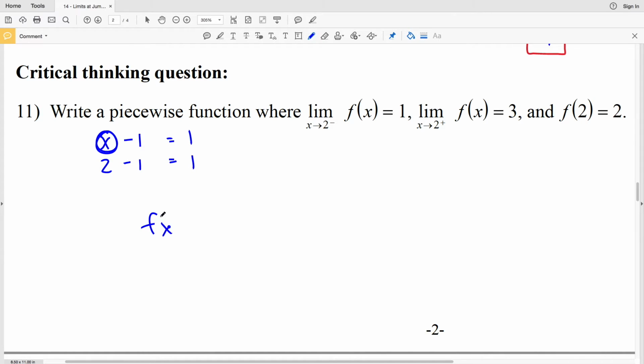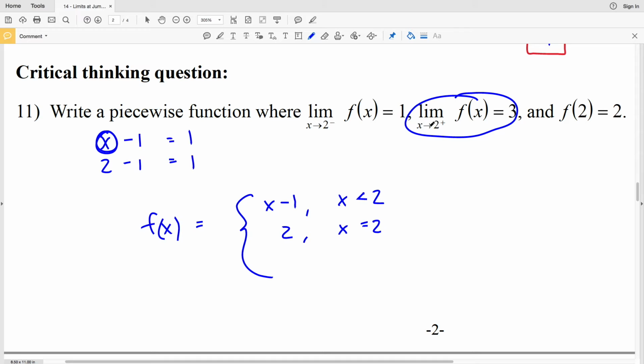So f of x, that first piece, is going to be x minus 1 for values where x is less than 2. Because remember, we were coming from that negative direction. At f of 2, when x equals 2, we want our function to also equal 2. So f of 2 is 2, so we'll plug in 2 for values where x equals 2. And then lastly, from the right, as x approaches 2, our limit is 3.